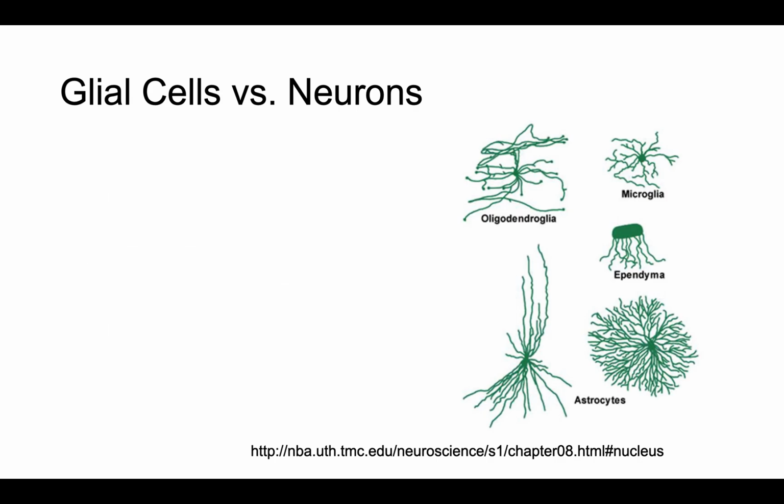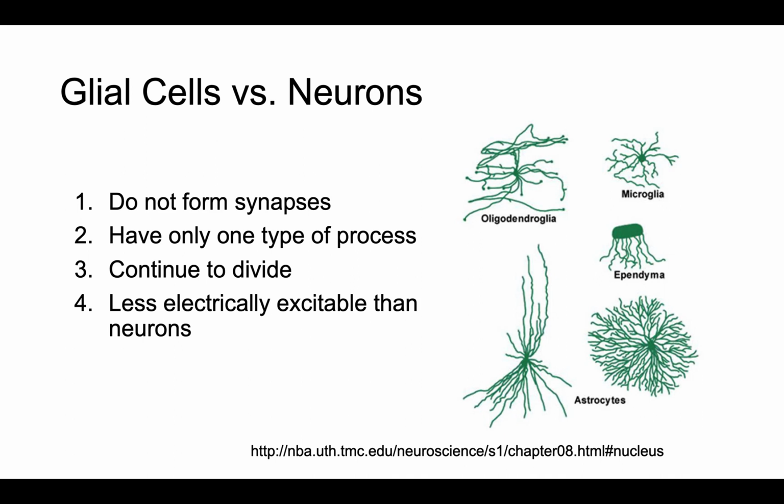Besides the neurons themselves, glial cells are an important part of our nervous system. For the most part, they don't form synapses. For the most part, they have only one type of process. That is, they don't have dendrites and axons. They just have one type of thing sticking out of them. For the most part, they're more likely to divide compared to neurons. And for the most part, they are less electrically excitable compared to neurons.